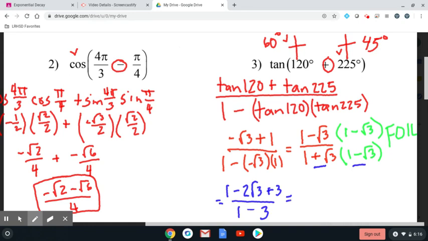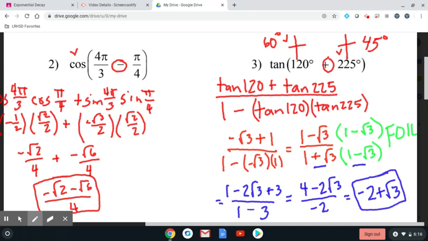All right, once you're here, let's add our like terms on the numerator and the denominator. So we end up with 4 minus 2 root 3 all over negative 2. And then let's look to reduce. Since that denominator is negative, it also changes the sign when you reduce up top. So we end up for our final answer getting negative 2 plus root 3.